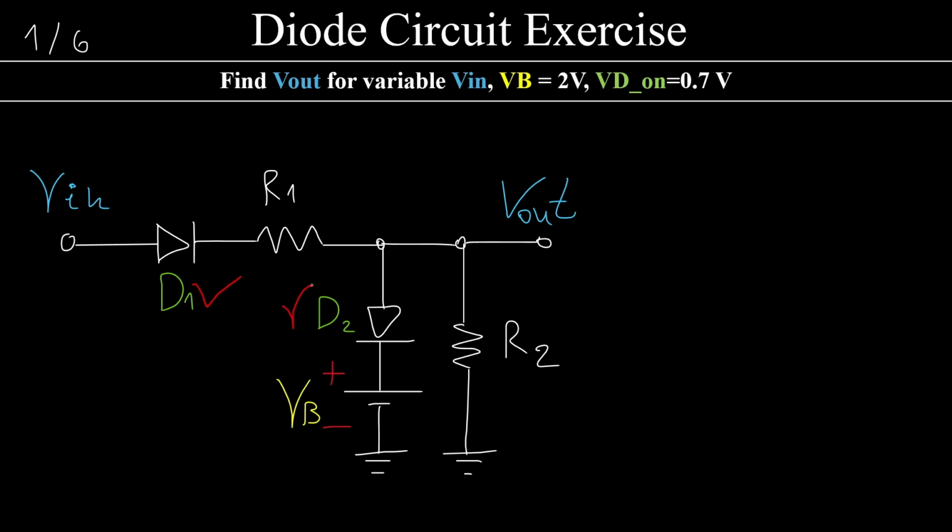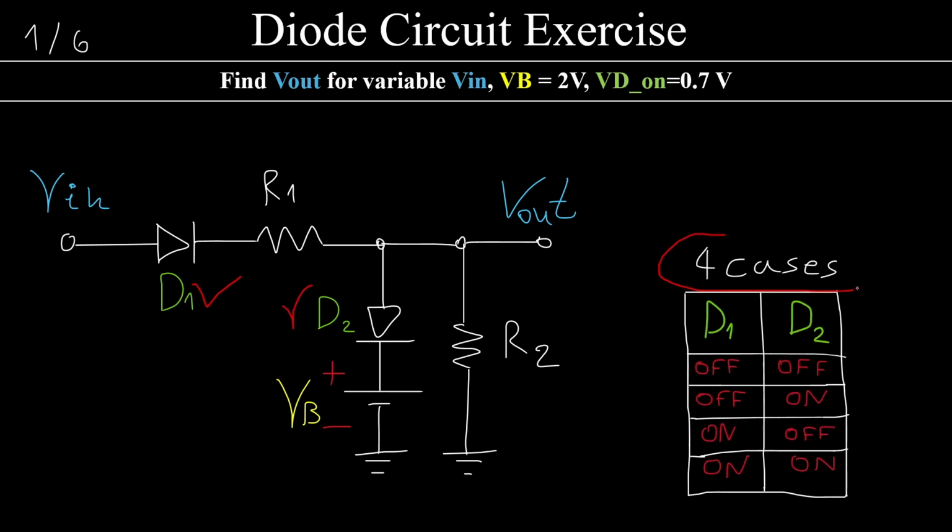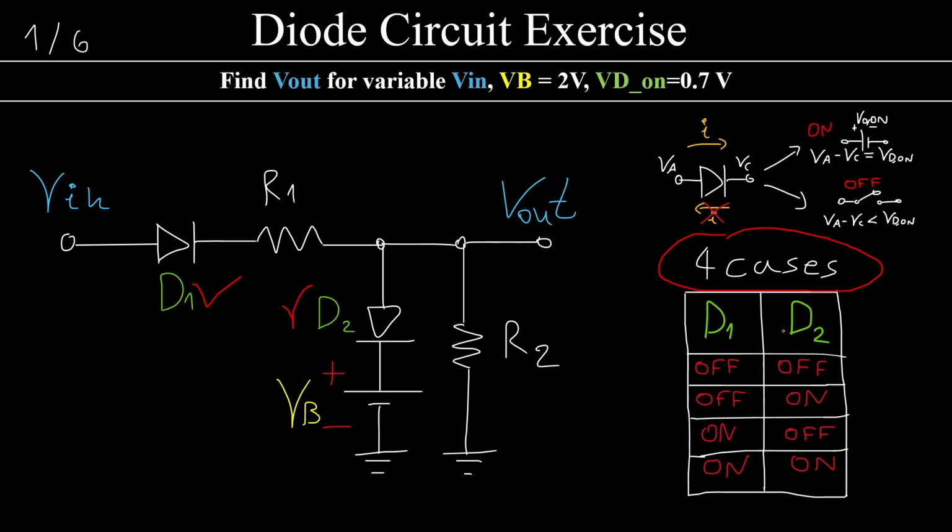Because we have two diodes, we are going to have to study four cases: either one is on and the other off, or both of them are on, or both of them are off. We are going to have to remember that for the diode, this voltage must be higher than this voltage by what? VD on. In our case, 0.7 volts. When this happens, the diode is on. When it doesn't happen, well, the diode is off.